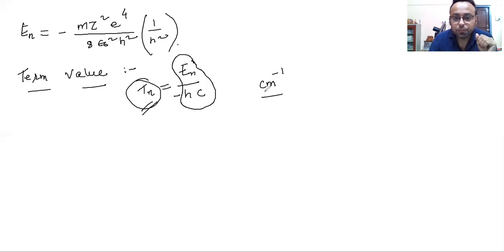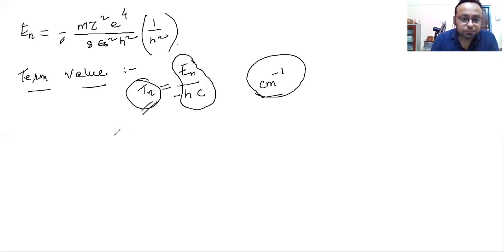Centimeter inverse you will see is used a lot, whether atomic spectra or molecular spectra. When they need to represent an energy scale, they won't give you the energy scale in electron volt or joule. They will simply represent the energy scale in centimeter inverse. We will use this in the future. For the moment, just remember term value is energy divided by hc, putting the minus sign just to cancel out this minus sign, and the unit will be centimeter inverse. This is known as term value.